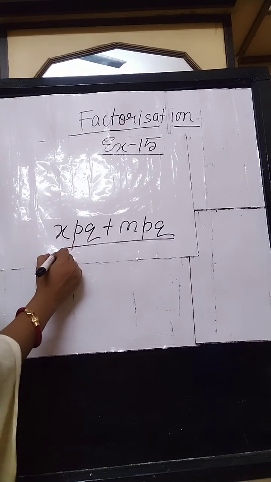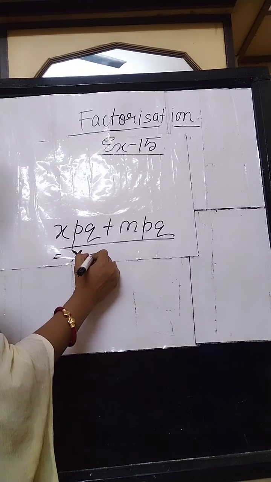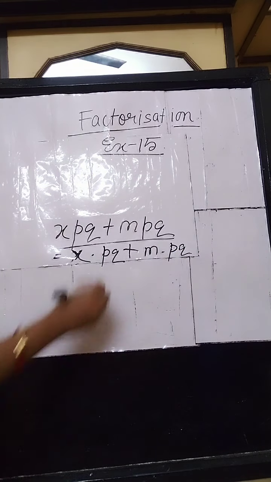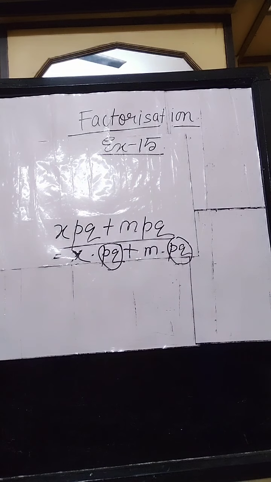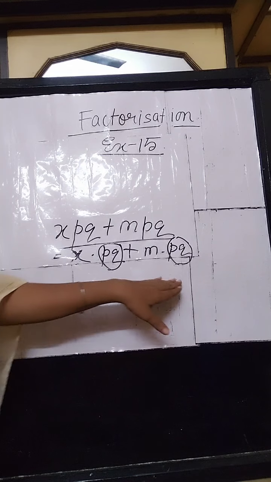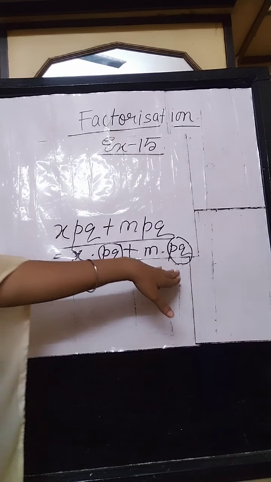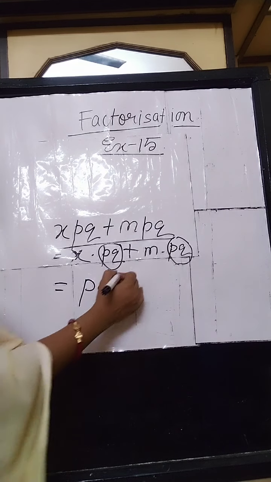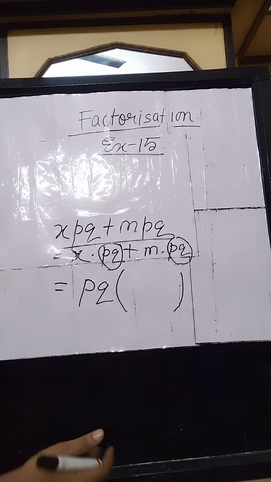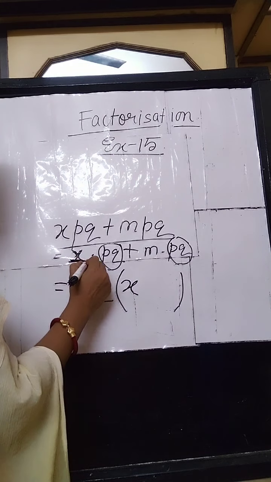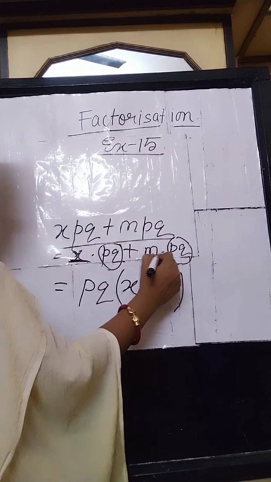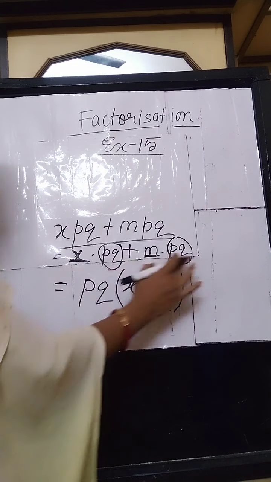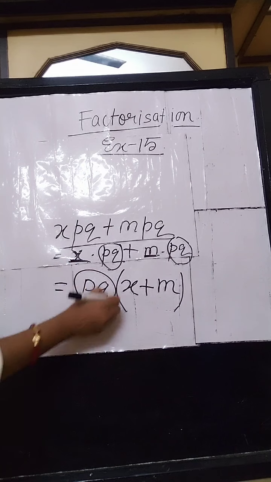We can see xpq means x into pq and mpq means m into pq. So we can see the presence of pq in both the expressions. So instead of writing pq in both expressions, we will take out pq as a common factor and keep a bracket. And inside that bracket we will write only x, the leftover x, plus only m, x from the first term and m from the second term. We will not write pq as we have taken out pq as a common factor outside the bracket.